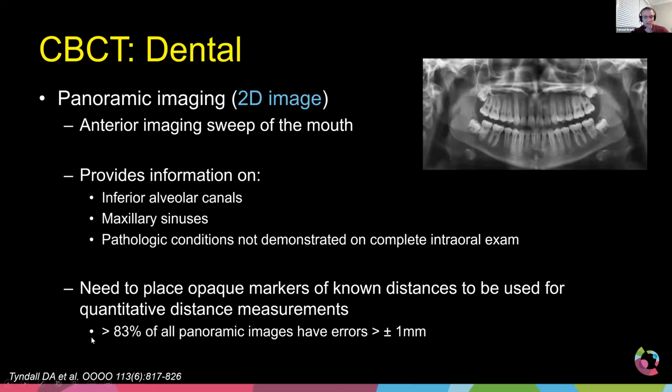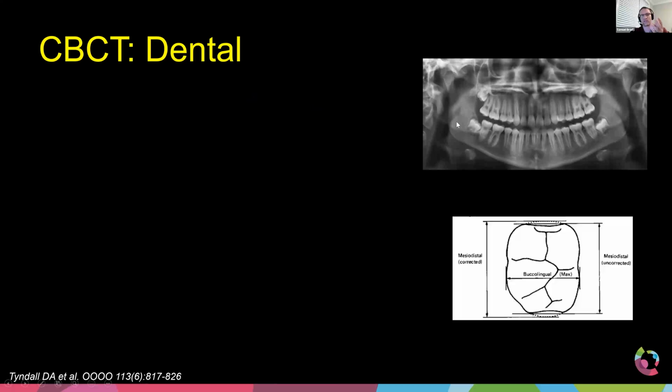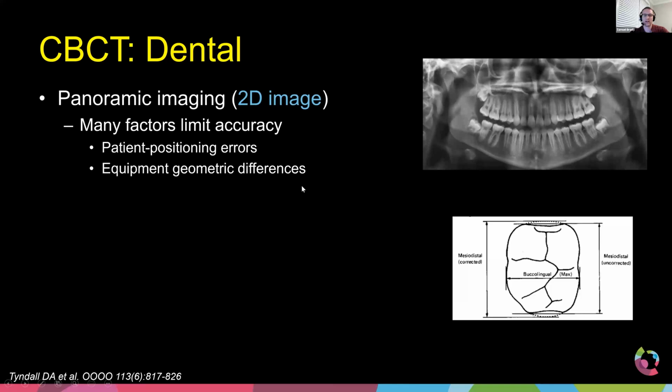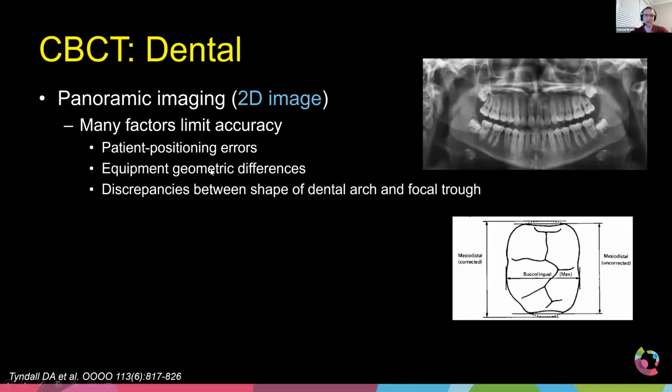See, the reality is that over 83% of all panoramic images have errors that exceed a millimeter. In other words, there is some accuracy that you can get from this, but there's also some inaccuracy. And so if you're really wanting a quantitative image, panoramic images are limited. And then, of course, some of the other major limiting factors are, depending on how you position the patient and the type of equipment you use, each machine is going to have subtle differences in its geometry, its distances, the way it angles its X-ray tube to the detector. All of these things are going to cause discrepancies in how the image appears. And that's why it's not very quantitative.